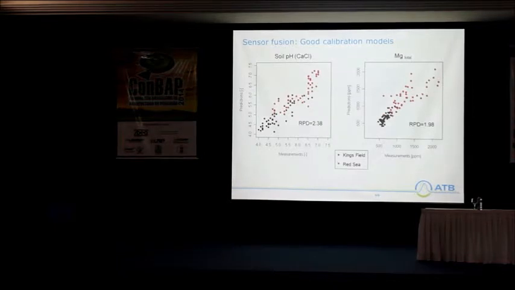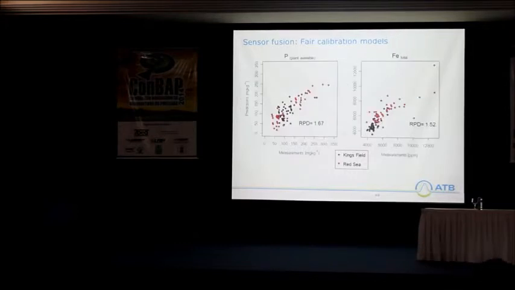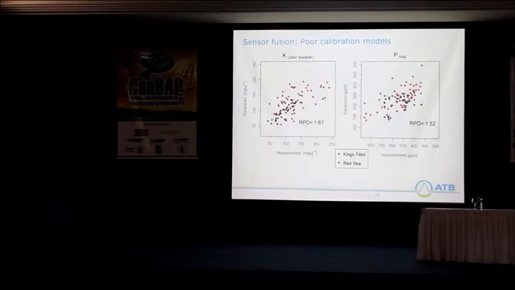I'll show you some scatter plots. These are the good results. Two fields involved, Red Sea and King's field. So they are looking fairly good. These are the moderate or fair calibration models for phosphorus, for iron. And these are the poor calibration models.